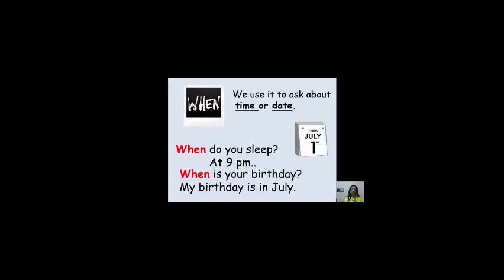When, we use it to ask about time or date. When is your birthday? My birthday is in July. So here is a date. When do you sleep? I sleep at 9 p.m. So it is a time. We use when to speak about time or date.